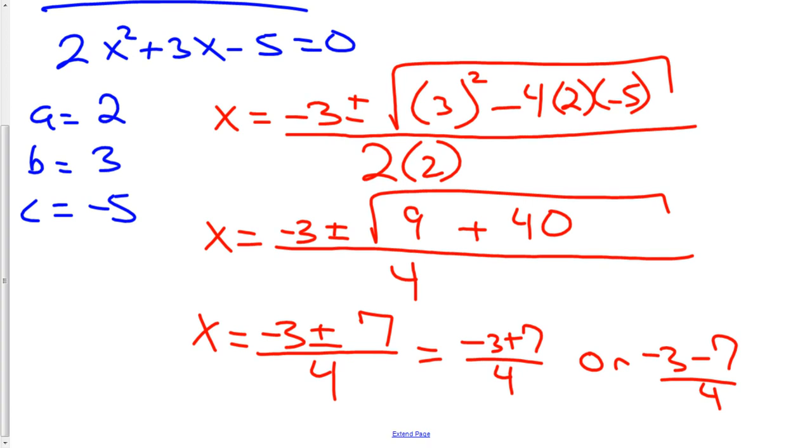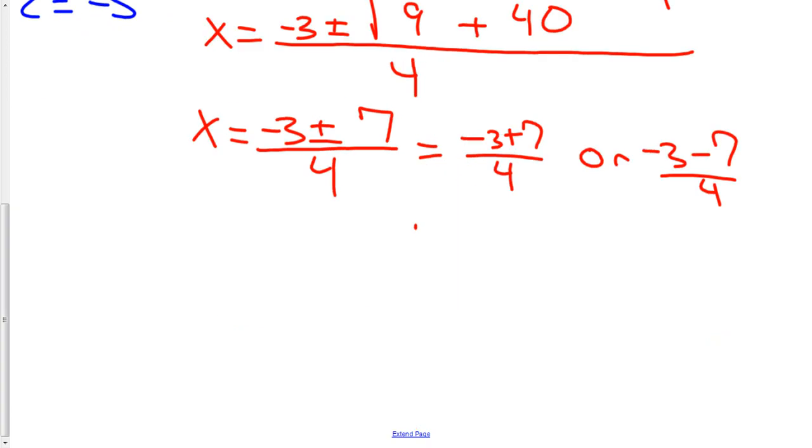And in this case, I'm going to end up with 2 answers, as I always end up with either 2 unique solutions, 1 unique solution, or no real solutions. And in this case, minus 3 plus 7 is a positive 4, divided by 4 is 1. So I get x equals 1, or x equal to minus 3 minus 7 gives you minus 10, divided by positive 4.